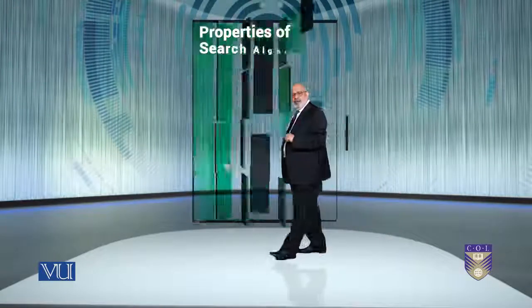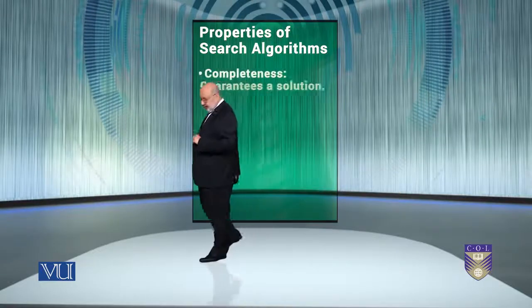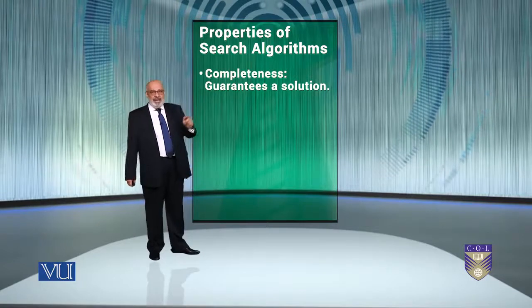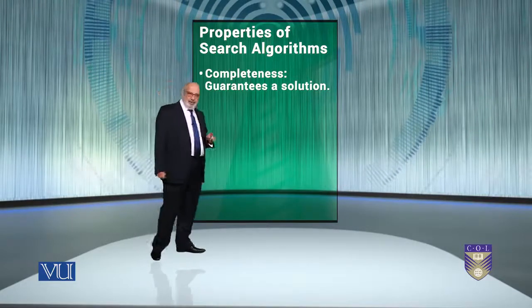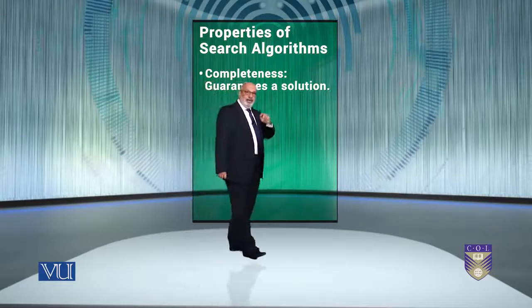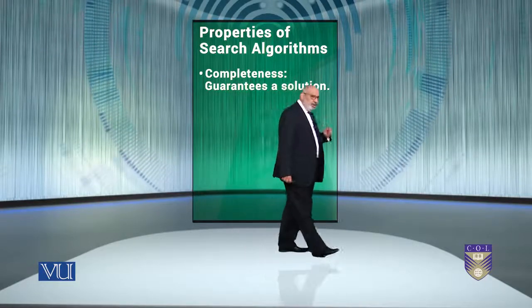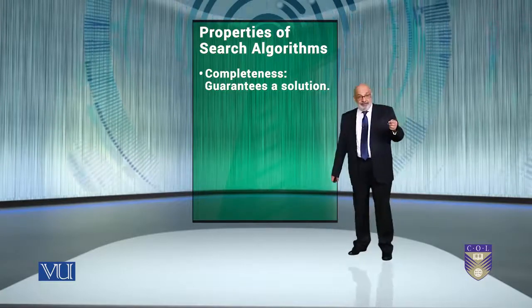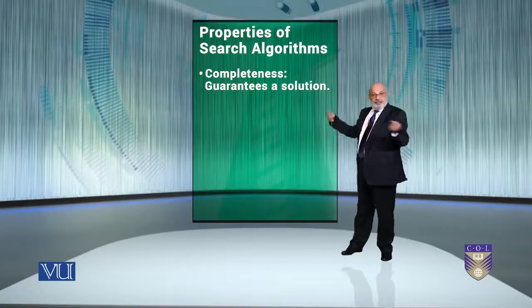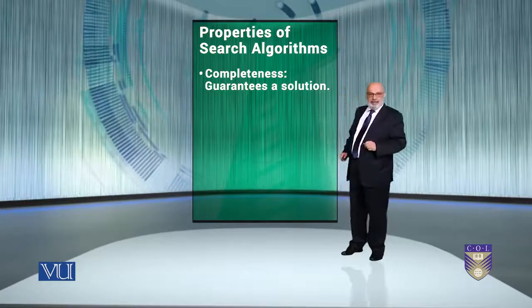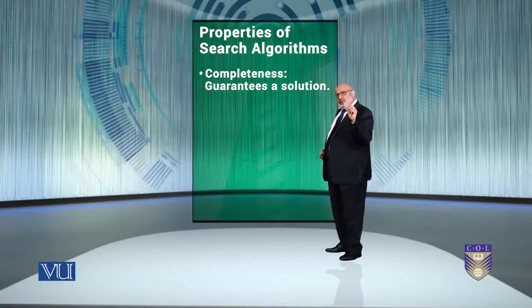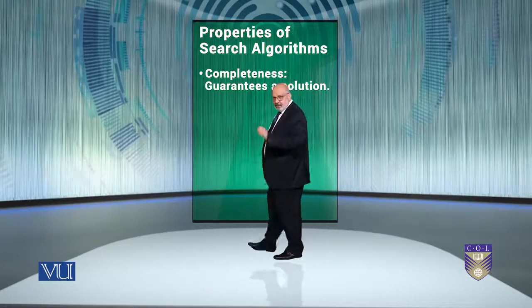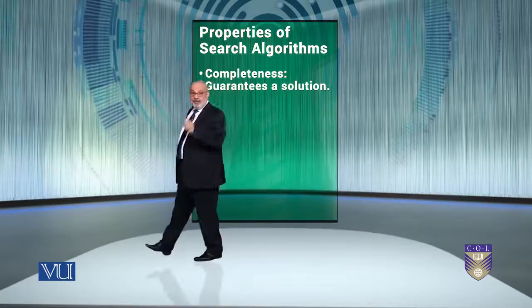Then there are a few properties of search algorithms. For instance, completeness. A search algorithm that guarantees a solution is called complete. There can be situations where the algorithm itself looks very good, but it can't find a solution. So it's not complete. So if at least one solution exists and that algorithm can help you find that, that's a sign of completeness.